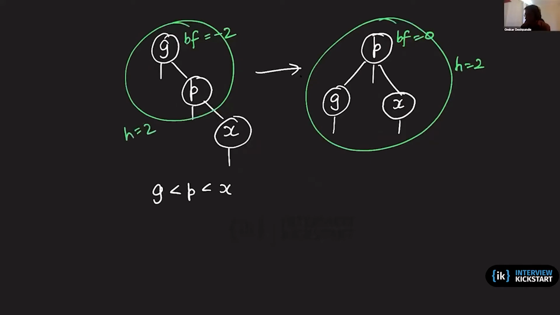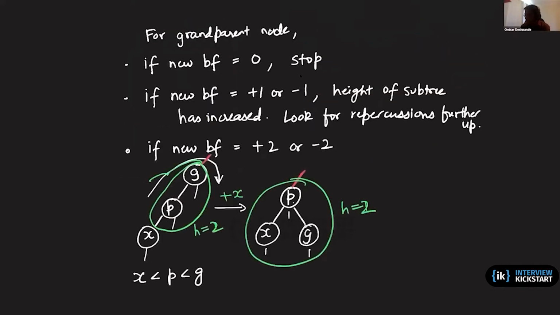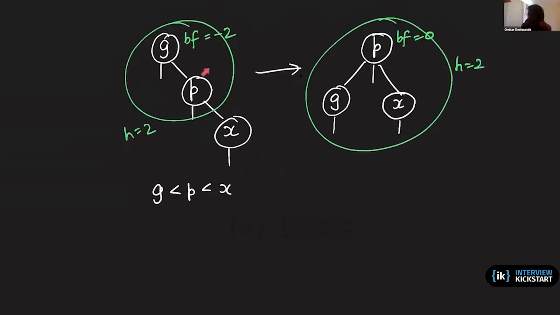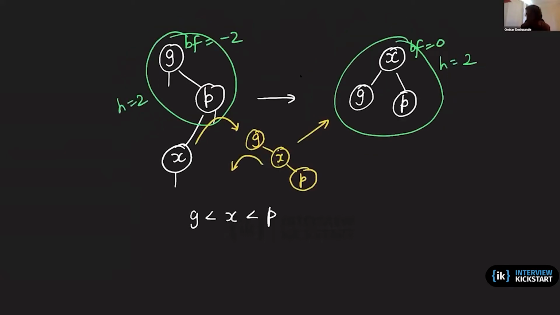So if you can write the code for a rotation in this direction between p and g, and a rotation in this direction, again from p pushing g down, then you can write the code for this more complicated transformation as a rotation in this direction between x and p, followed by a rotation in that direction between x and g. So a sequence of 2 rotations. Or you can directly manipulate the pointers to create the final structure.